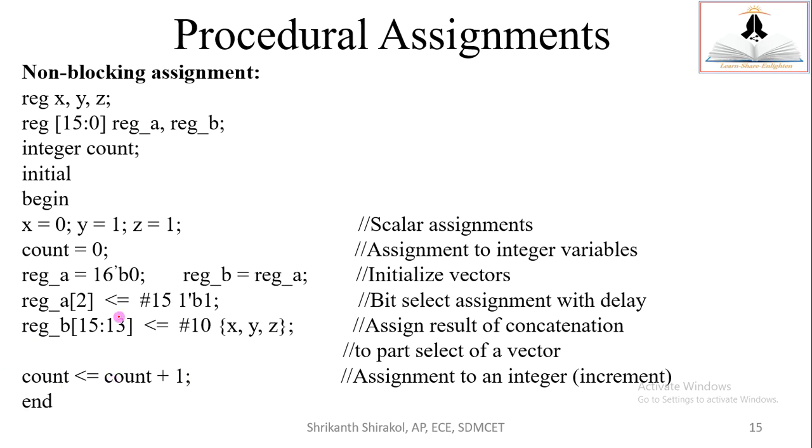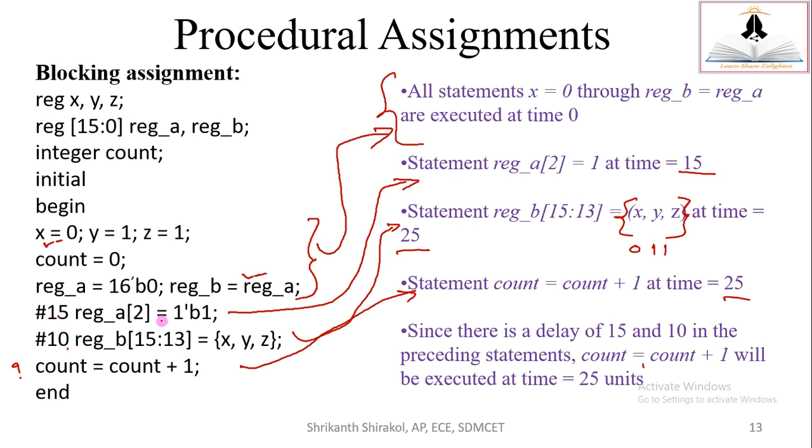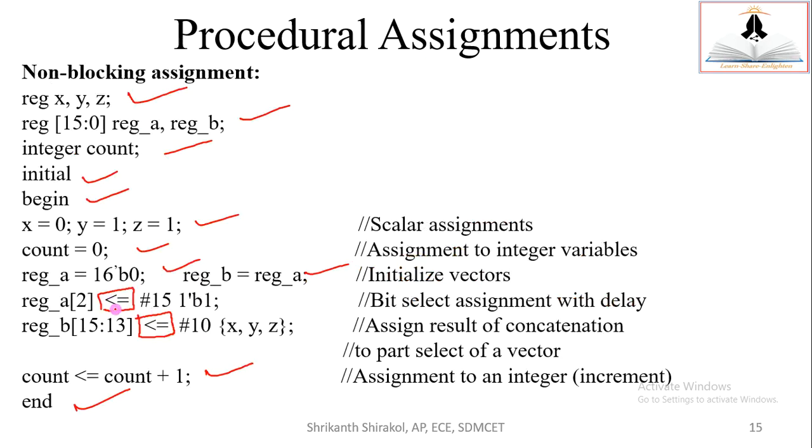Next, I have the same code with only small changes. This is the same, this is the same, everything is the same. What is the difference then? Only the change here: in this code I have equal to, and in this code I have the non-blocking assignment operator. That's the only change. By only changing this, what is going to happen?